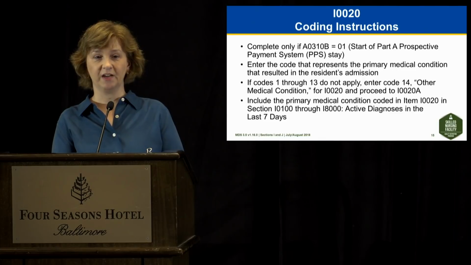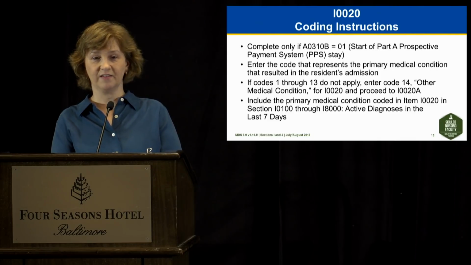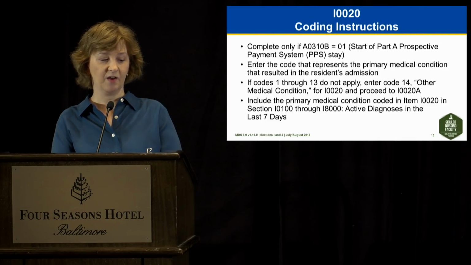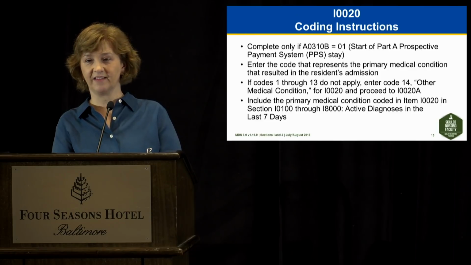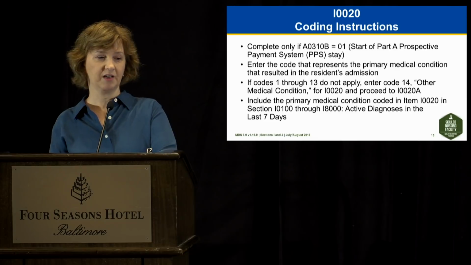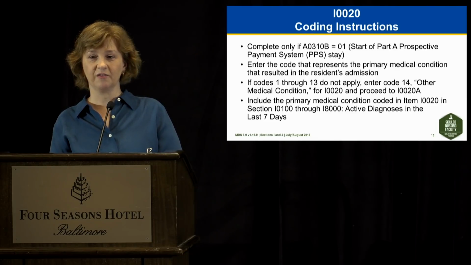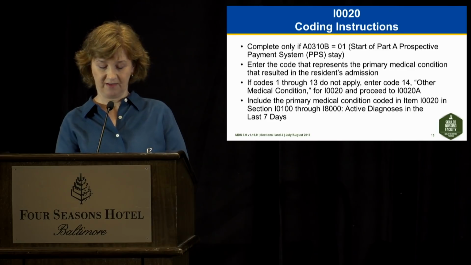Include the primary diagnosis condition in this item I-020, as well as in section I-010 through I-8000 active diagnoses in the last 7 days. So for example, if you are coding stroke as a primary diagnosis, please also check it below as a comorbidity also, because there's multiple uses of these data.